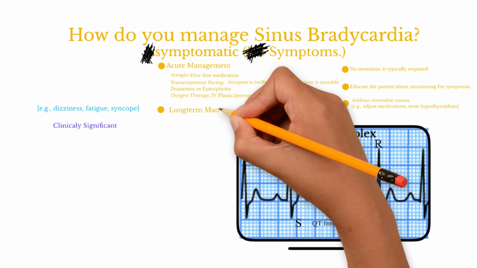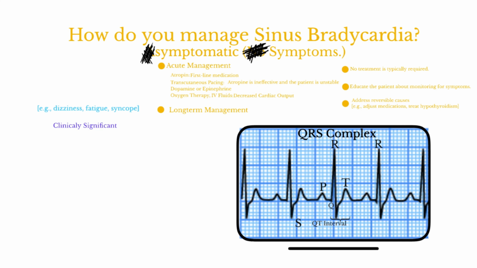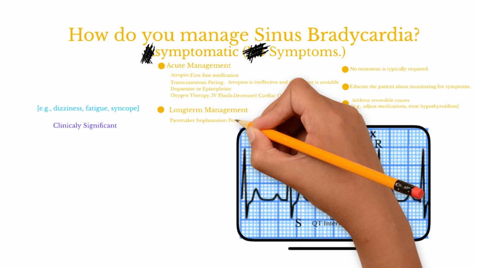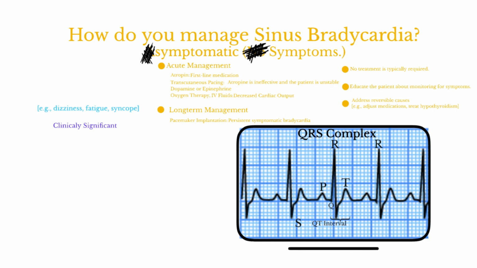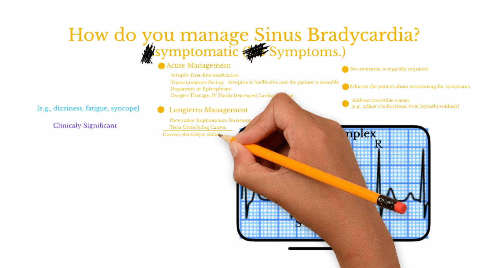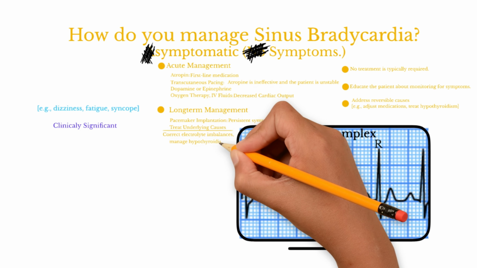The long-term management could be a pacemaker implantation, and this will help with persistent symptomatic bradycardia to help improve the heart rate. Also, you can treat the underlying causes, like correcting electrolyte imbalance, managing hypothyroidism, or adjusting medication.